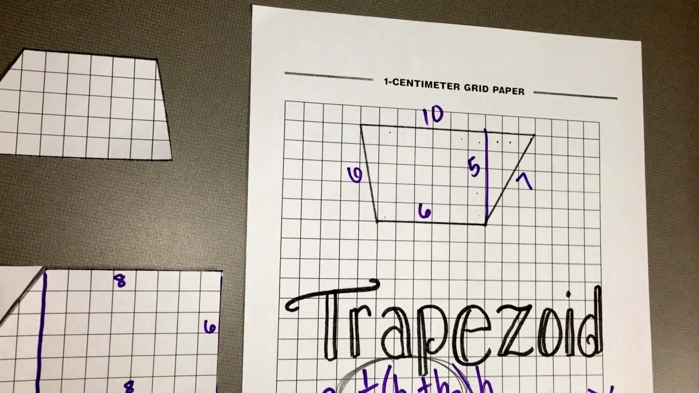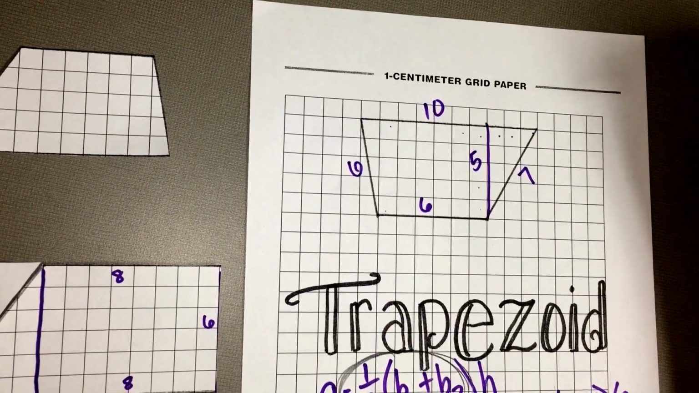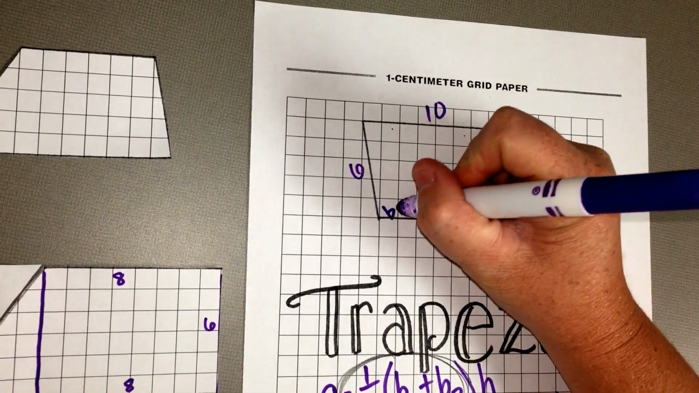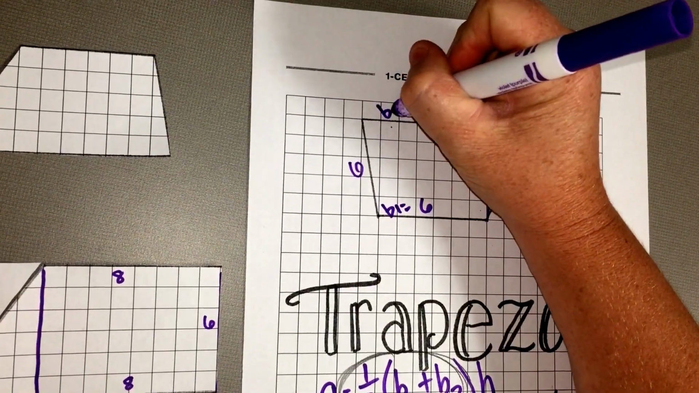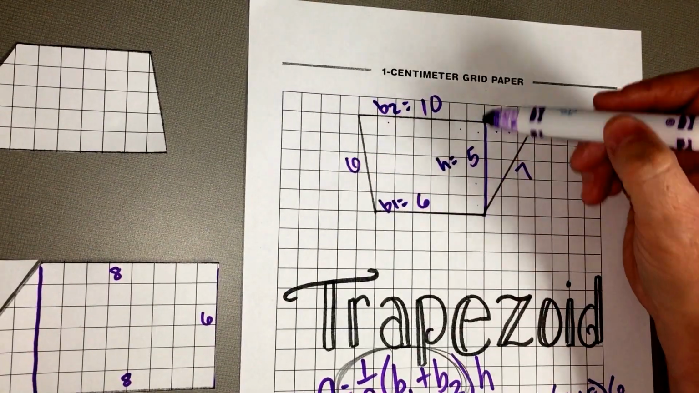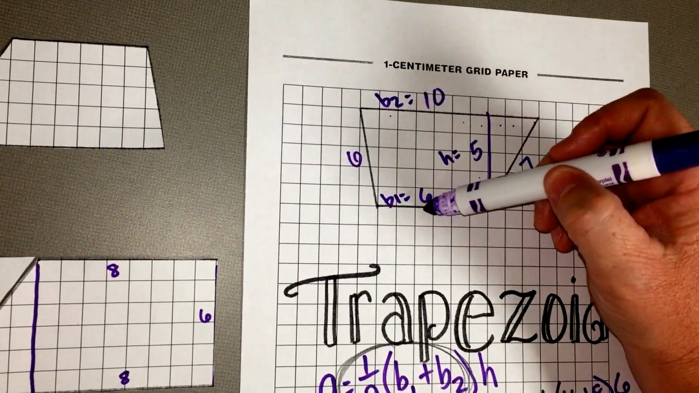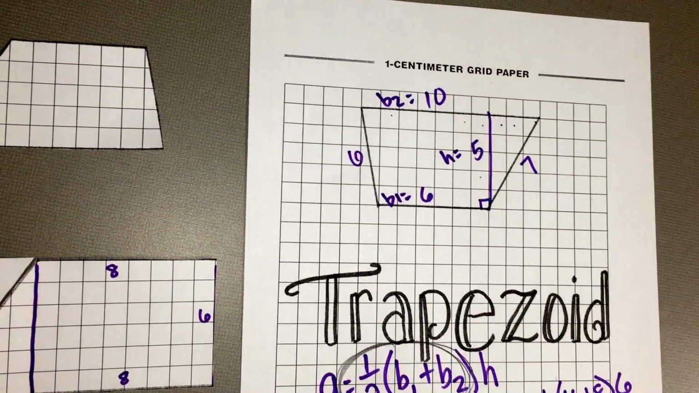Now, which of these do you use? Do we need this 7 and this 6 right here? Absolutely not. We can call this your base 1. We can call this base 2. And we're going to call this the height, because remember, your height is always perpendicular to your base. They meet at a 90-degree angle. So these are the 3 numbers that you use, and put these into your formula.